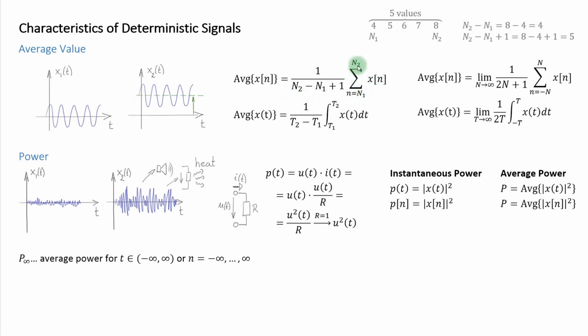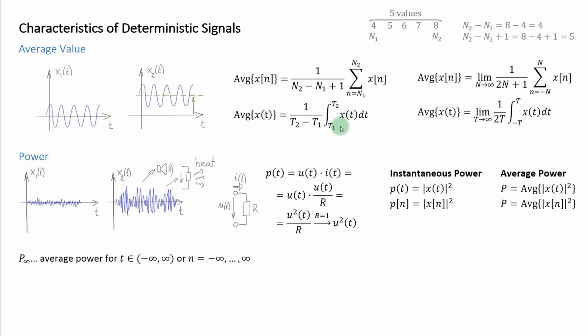to n2. Now, how do you compute the average value of a continuous time signal? Well, a continuous time signal you cannot sum. Instead, you have to integrate. So for a continuous time signal, we will integrate in some chosen interval from t1 to t2, and then we need to divide by the length of that interval. That will give you the average value of a continuous time signal in the interval from t1 to t2.